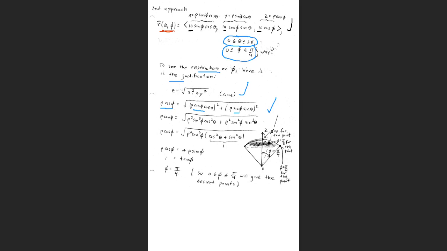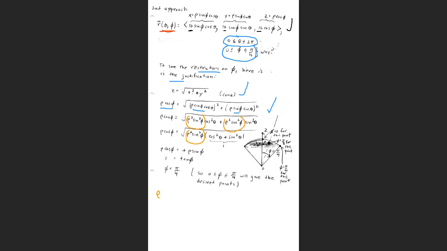We have a common factor under this square root of rho squared sine squared phi. It's a common factor, and I factor it out. And then cosine squared theta plus sine squared theta is 1. So we end up getting rho cosine phi equals rho sine phi.